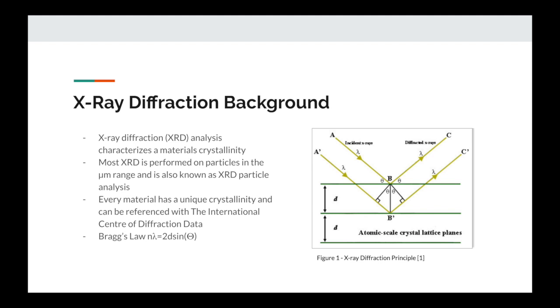Some background on X-ray diffraction is it's used to characterize the crystallinity of a material, and from this crystallinity we can determine its chemical composition, the crystal structure, and the crystal orientation. Most X-ray diffraction analysis is performed on very small particles that are in the micrometer range in size.